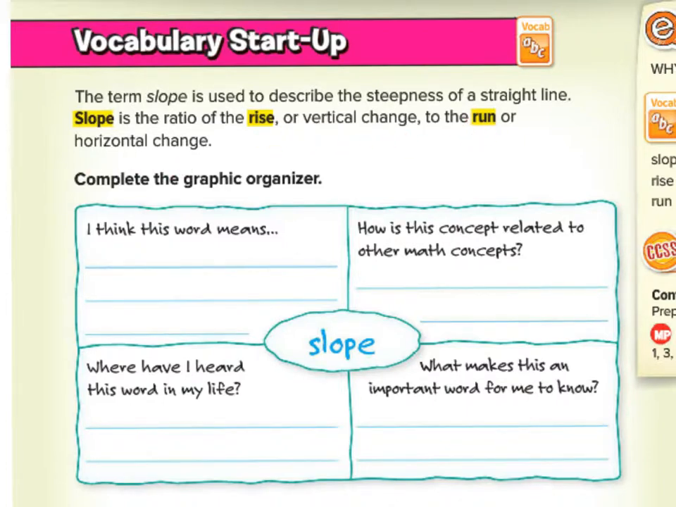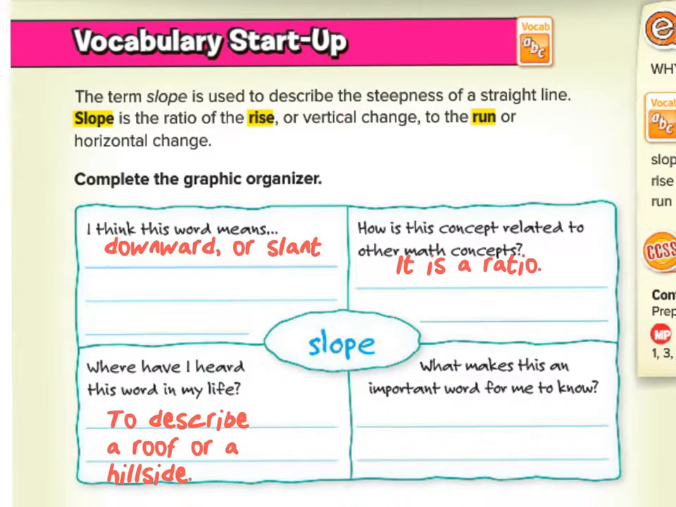So rise over run. I think this word means, so what does the word slope mean to you? Well, to me it means downward or a slant. How is this concept related to other math concepts? Well, we've learned earlier in the year about ratios. And a slope is determined by a ratio. So it is a ratio. Where have I heard this word in my life? Well, I've heard it to describe a roof, right? Like a very slanted roof, or a roof with a strong slope, or even a hillside.